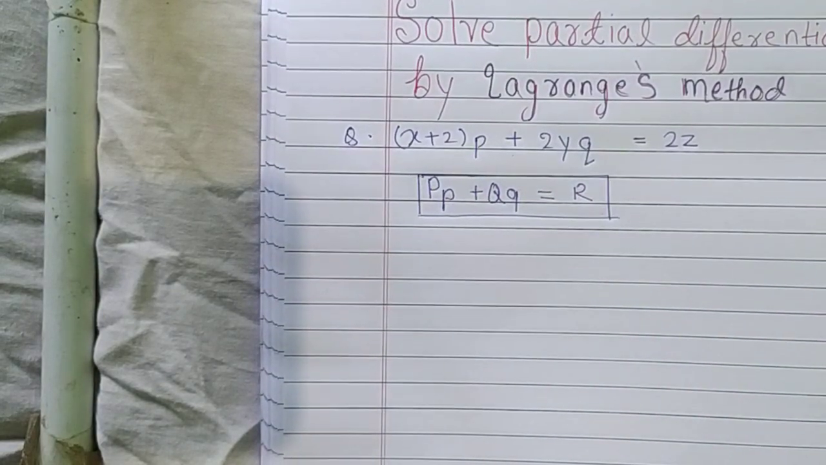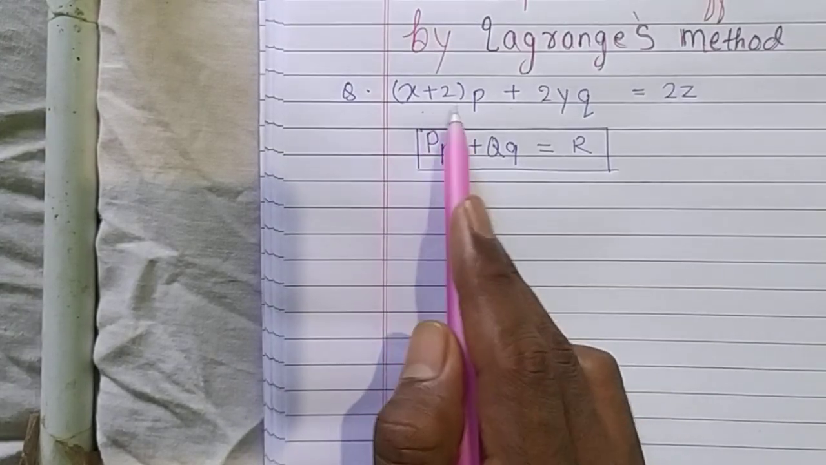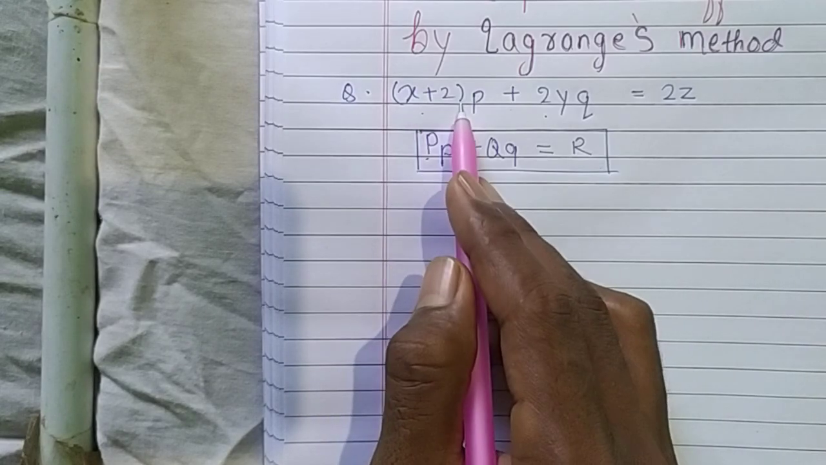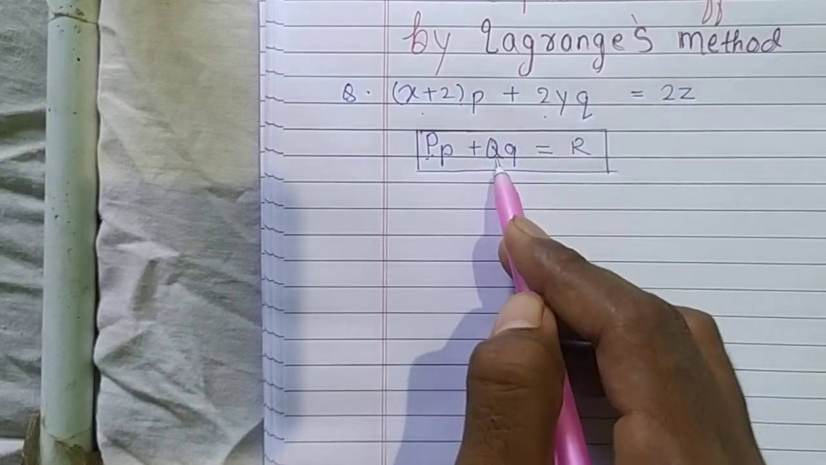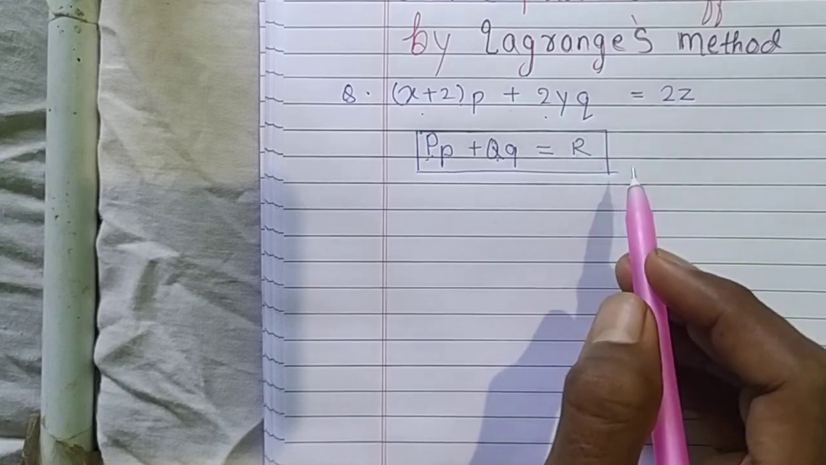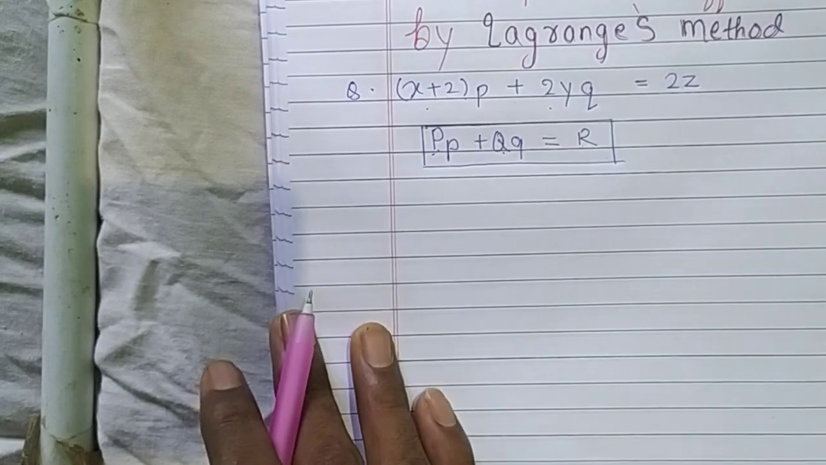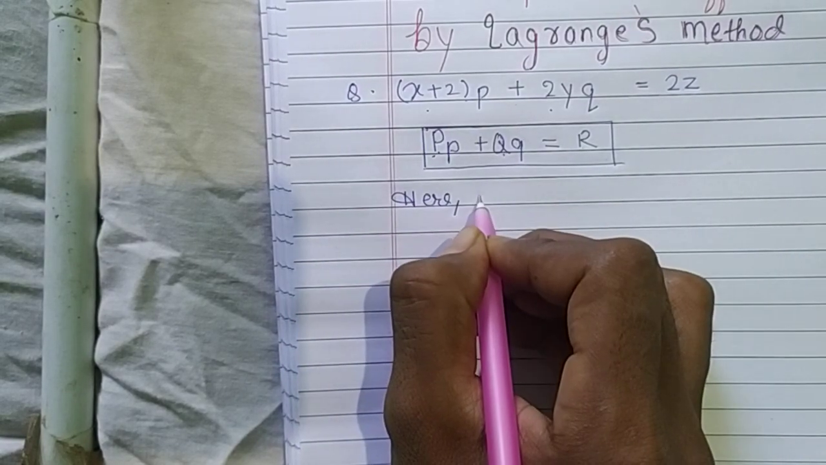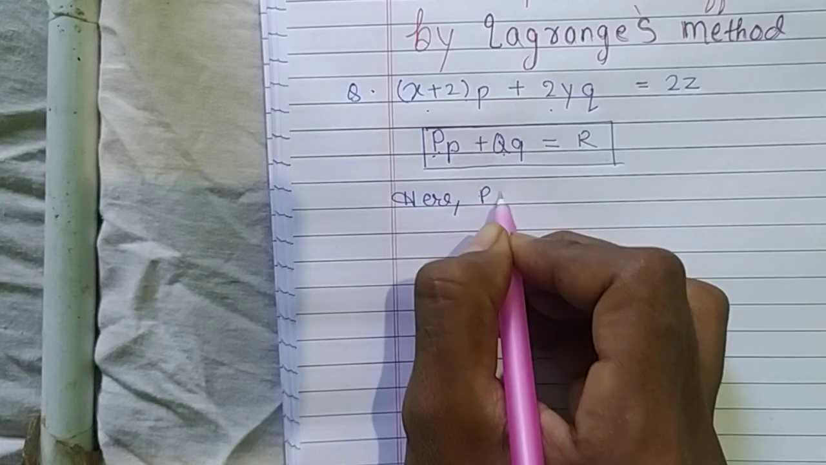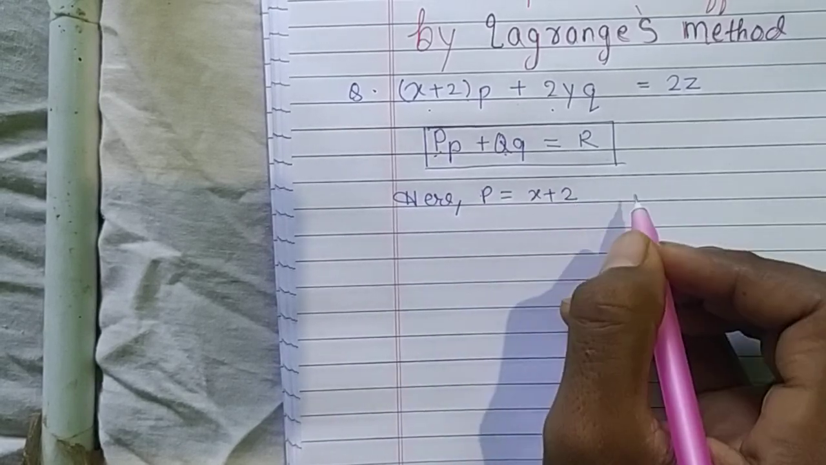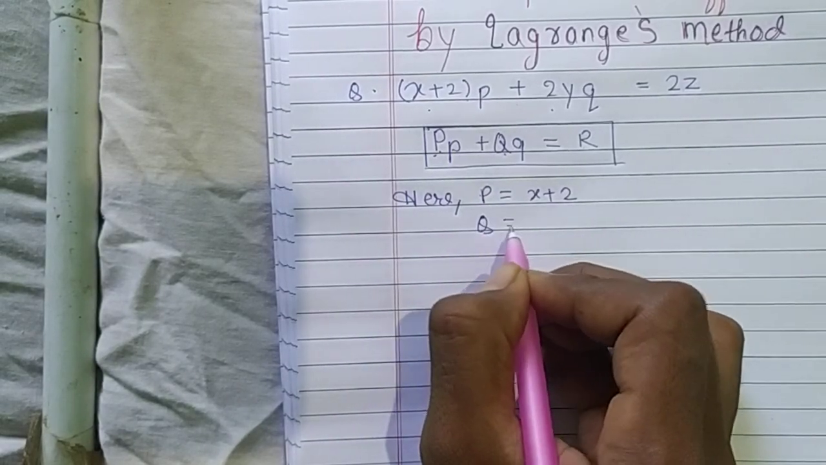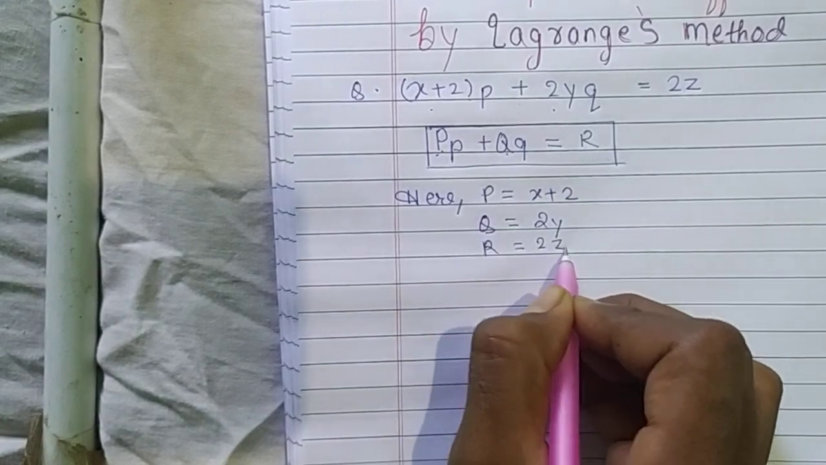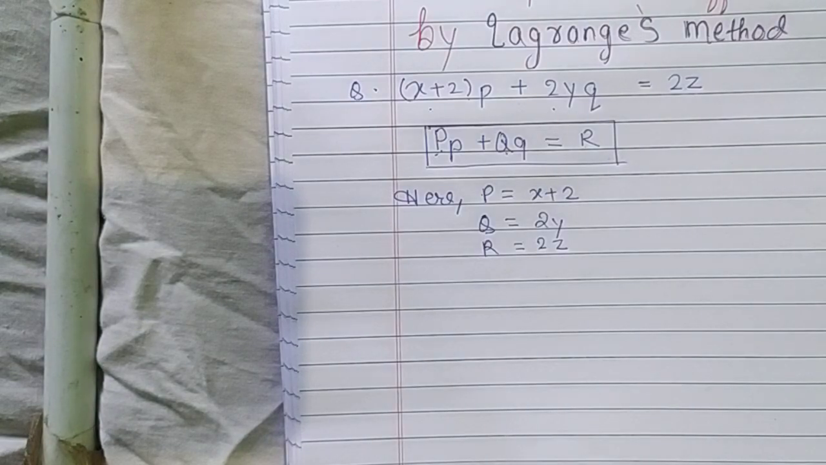Then after, you see here x plus 2y. Here x plus 2 is capital P, 2y is capital Q, and R is equal to 2z. We can write it like this. So here we write: let P is equal to x plus 2, and Q is equal to basically 2y, and R is equal to 2z. I hope this is clear to all.